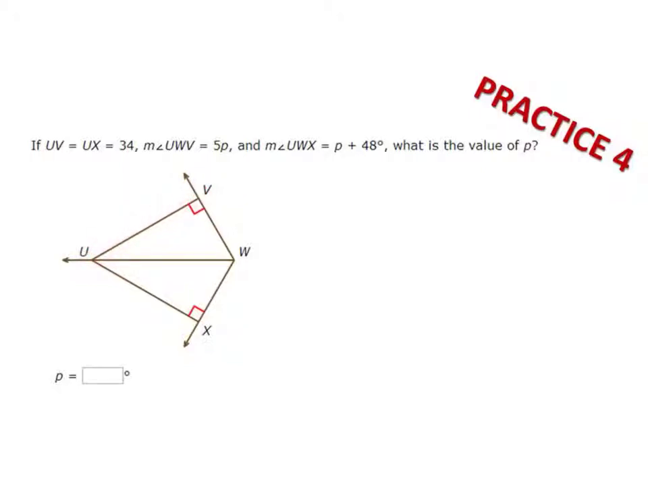If UV and UX are equal to 34, and UWV equals 5P, and UWX equals P plus 48, what is the value of P? Which means if W is the angle here, W is the angle here. Your job is to solve for the letter P.